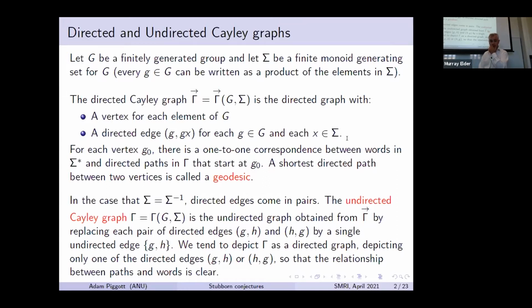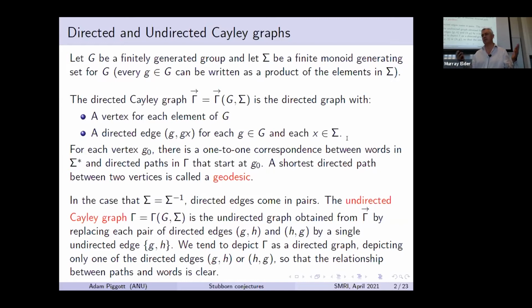So in the special case that your alphabet is closed under inverses, that means every element of your alphabet has an inverse which is in the alphabet, then directed edges in these graphs come in pairs. That's great, so you may as well think about an undirected Cayley graph, so you don't have to think about a directed graph.